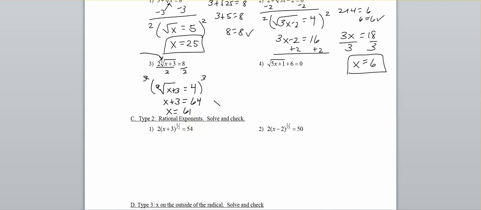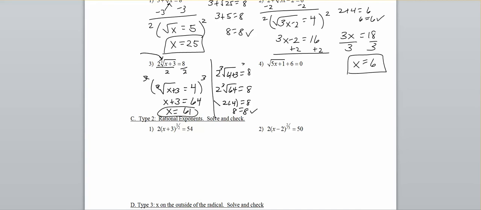All right. So before I circle that, I do need to go back and check. I'm going to say 2 times the cube root of 61 plus 3, is that equal to 8? Well, 61 plus 3 is 64. Cube root of 64 is what times what times what gives me 64, and that's going to be 4. So is 2 times 4 8? And it is. So I indeed know that 61 is a solution.